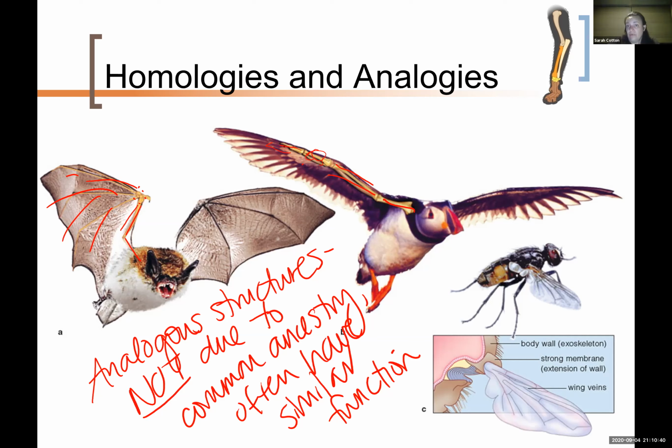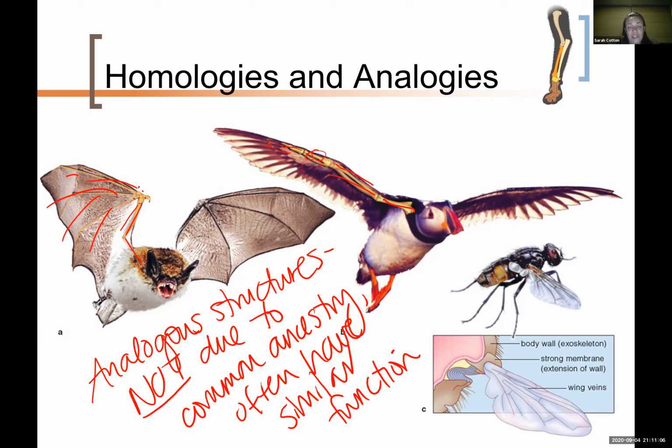Do flies have bones? They don't have bones at all. And yet they have wings. So all three of these animals have wings. They have structures that they use for flying. Which wings are homologous structures? Which wings are analogous structures?